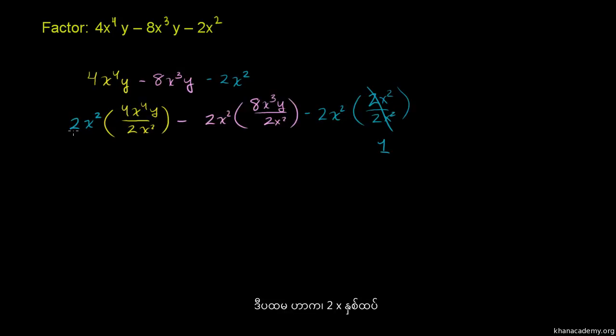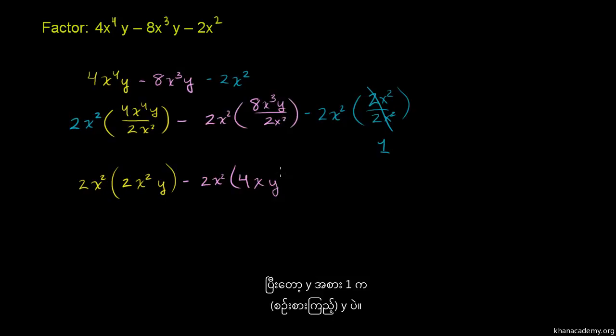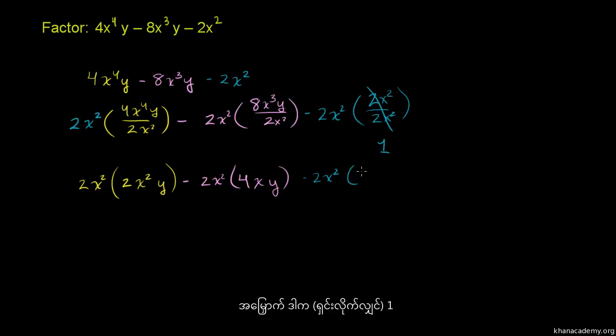So this first term simplifies to 2x squared times, now you get 4 divided by 2 is 2. X to the fourth divided by x squared is x squared. And then y divided by 1 is just going to be a y. So it's 2x squared times 2x squared y. And then you have minus 2x squared times 8 divided by 2 is 4. X to the third divided by x squared is x. And y divided by 1 is just y. And then finally, of course, you have minus 2x squared times 1.